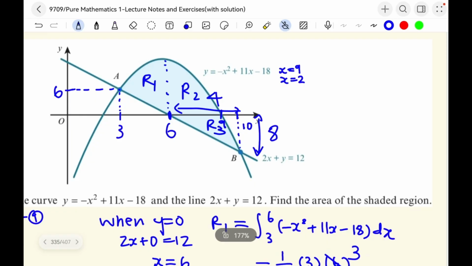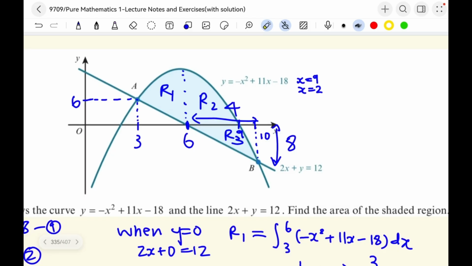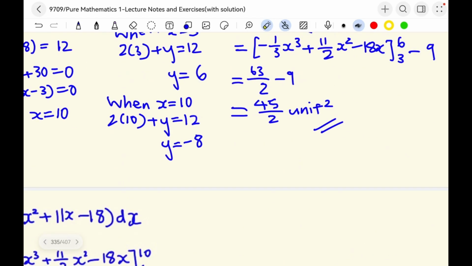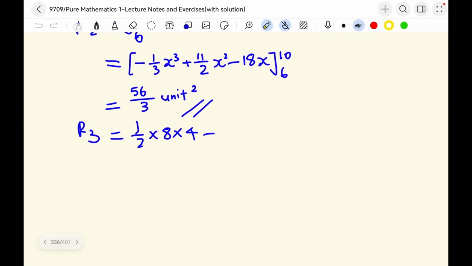Which means that we have to integrate the quadratic function from 9 to 10. This gives a negative value, or the negative area, for this region. So I should put a modulus for the integral of this quadratic function from 9 to 10.